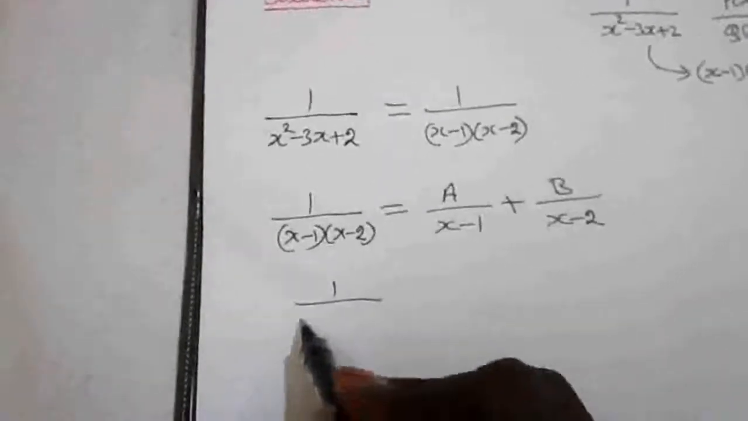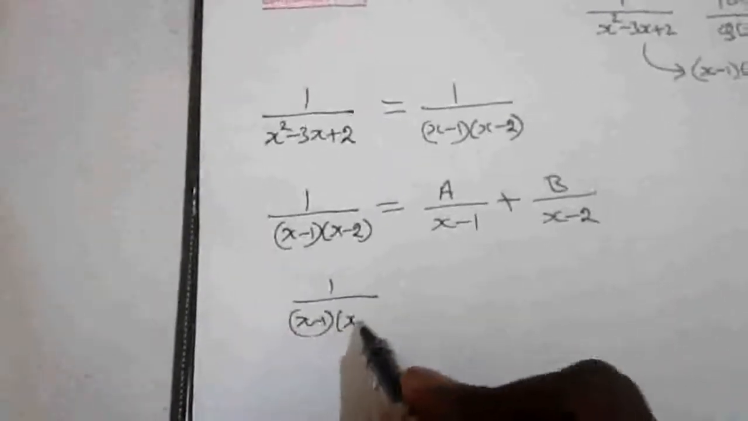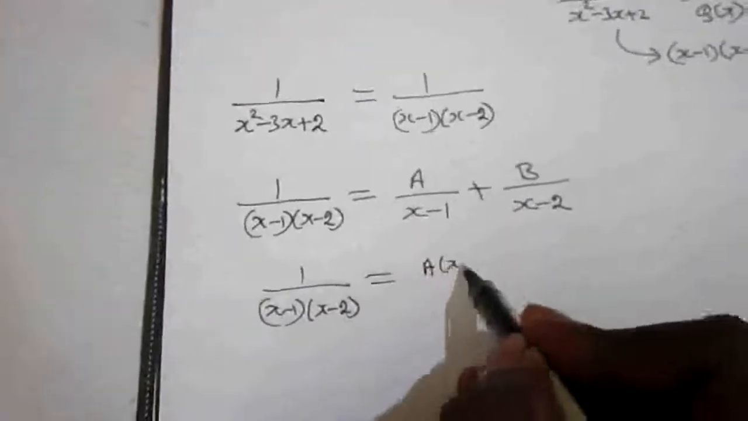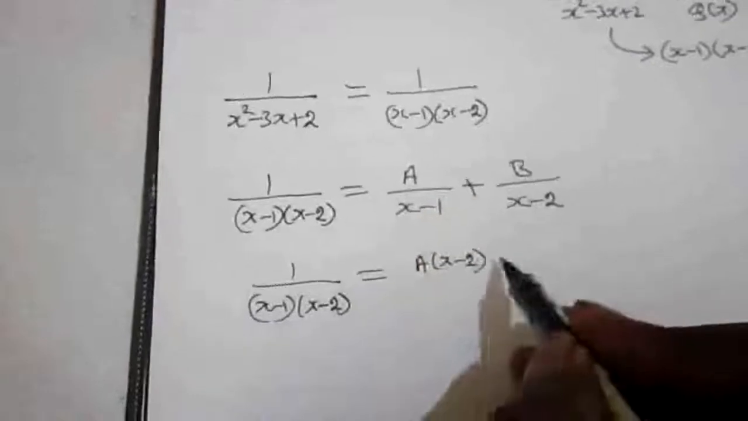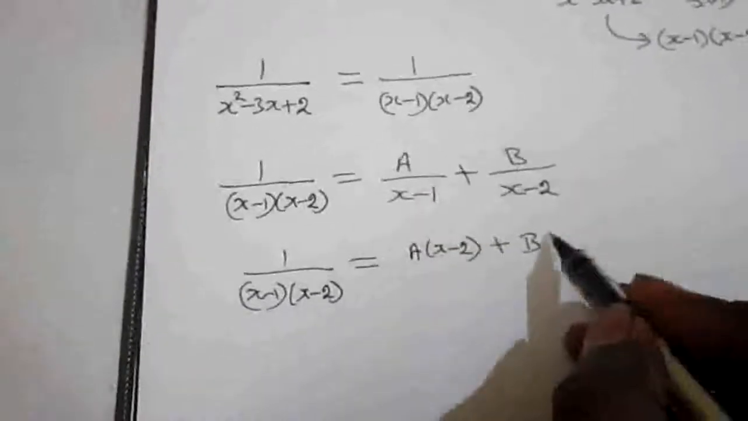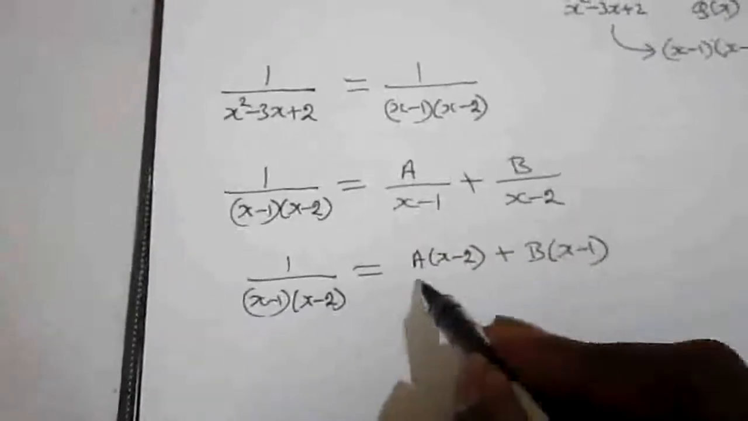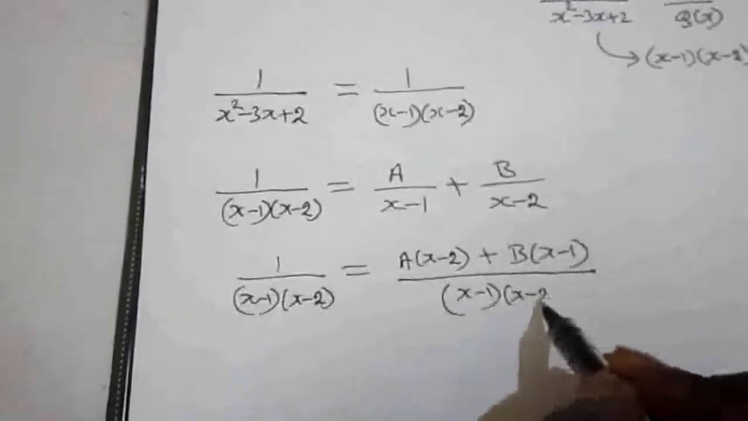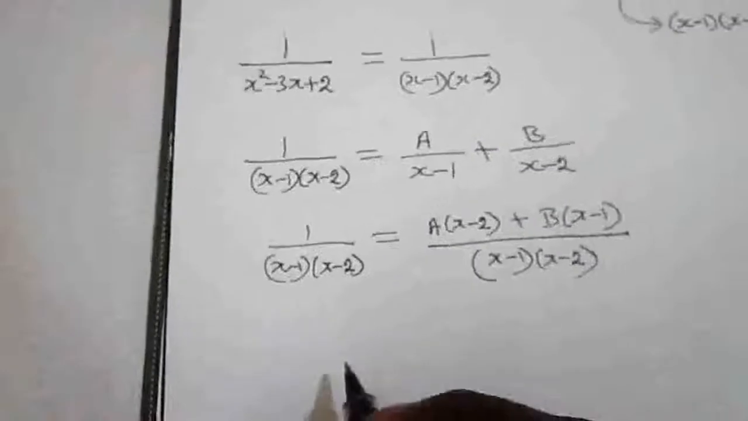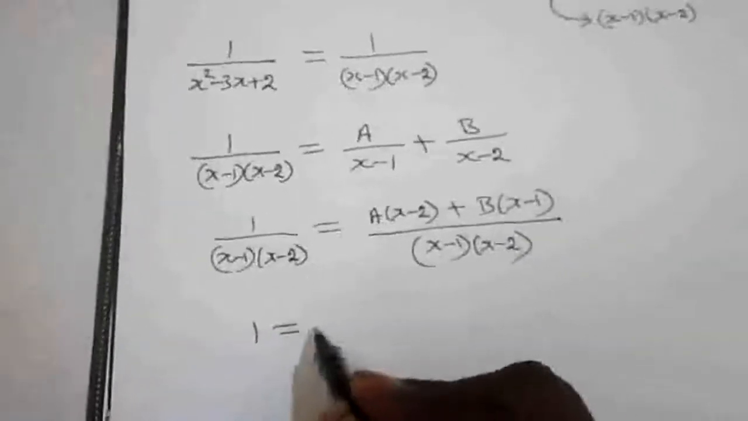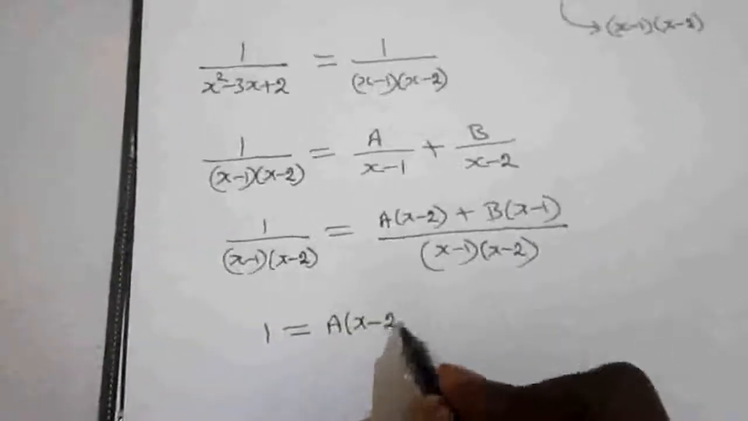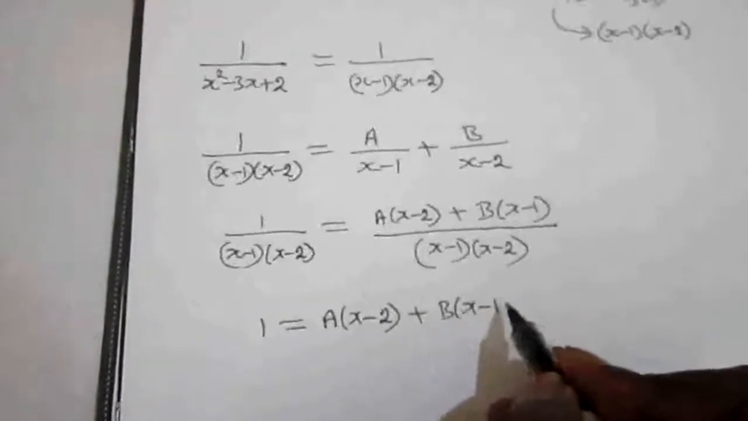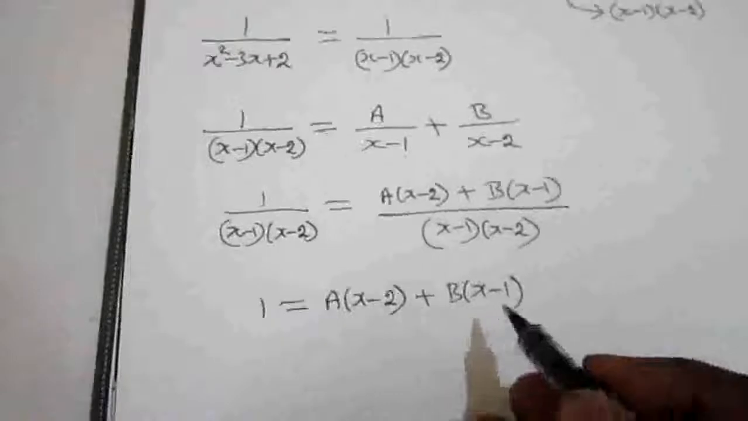1 by x minus 1 into x minus 2 equals a into x minus 2, multiplied, plus b into x minus 1, whole divided by x minus 1 into x minus 2. So cancel this. So we are getting 1 is equal to a into x minus 2 plus b into x minus 1.